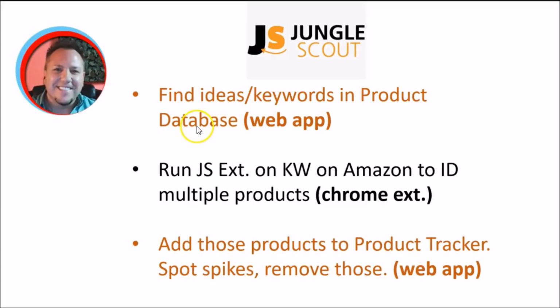So once more, let's look at the top. Find ideas and keywords in the product database, which is within the web app. You'll also want to run the Jungle Scout extension in your Chrome browser on the keywords while you're on the Amazon site, and that will help you to identify multiple products. Once you get those products, bring those into your web app again in the product tracker. It will help you to spot anomalies and remove those as needed so that you have a solid set of products from which to choose.